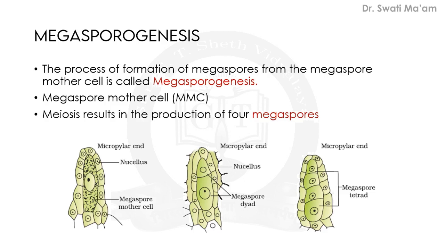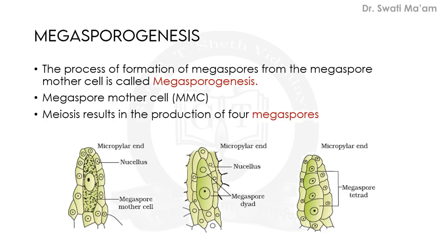What do you mean by megasporogenesis? Megasporogenesis is the process of formation of megaspores from the megaspore mother cell. It is known in short as MMC, megaspore mother cell. And the process is known as megasporogenesis. Megaspore and genesis: genesis means formation, the formation of megaspore.